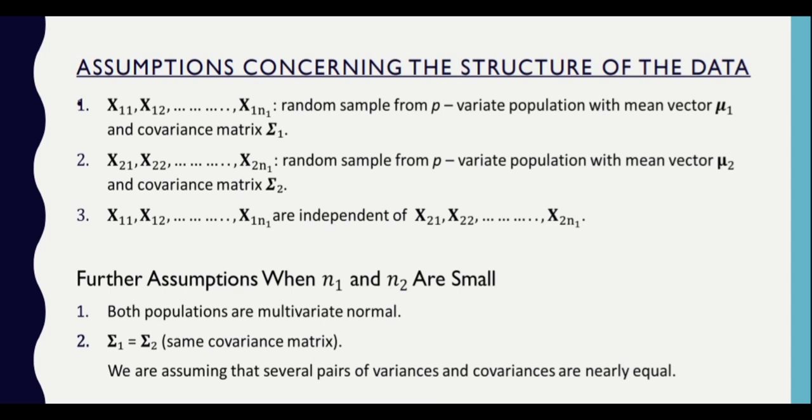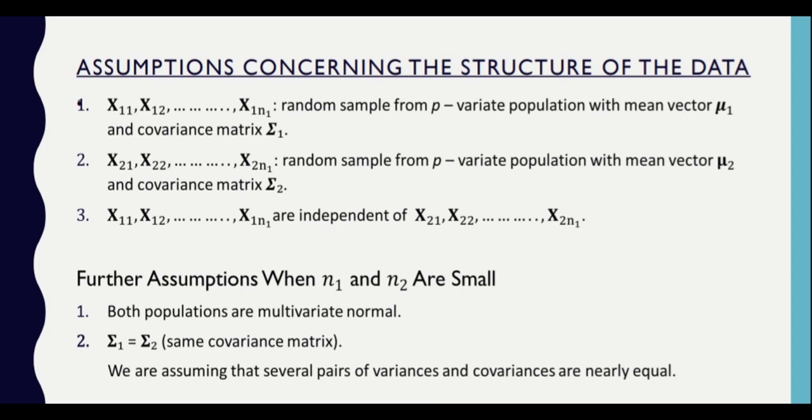And then X11 until X1n1 are independent of X21 until X2n2. This is the assumption. So you have to know the notation, what mu1 is, what big sigma 1 is. And then for the assumption, we have to know the further assumption when we are dealing with small sample size. N1 and N2 are small sample size. So there is a further assumption.